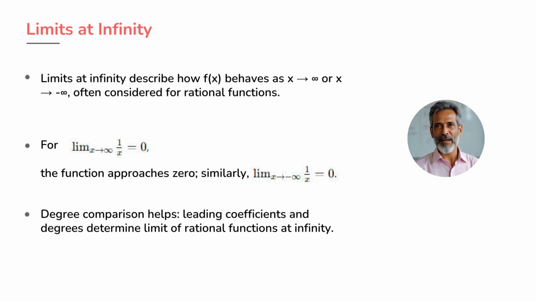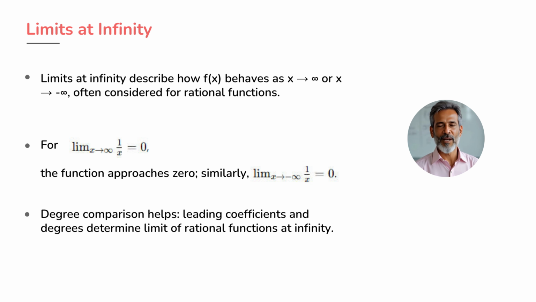Shifting gears a bit, let's explore what happens to functions as x becomes very large, either positively or negatively. Limits at infinity describe the long-term behavior of functions, how the function behaves as x tends towards infinity or negative infinity. For example, consider the simple function 1 divided by x. What happens as x goes to infinity? The function values get smaller and smaller, approaching 0. Mathematically, limit as x approaches infinity of 1 over x equals 0. Similarly, limit as x approaches negative infinity of 1 over x also equals 0.